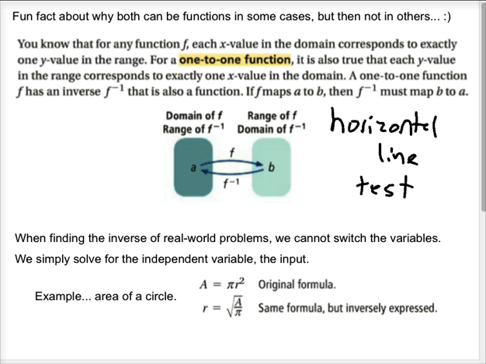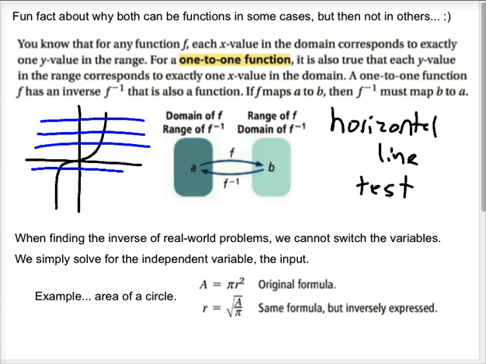What I mean by that is that cubic that we were just talking about, you can draw horizontal lines anywhere and it only touches it at one point. So it passes the horizontal line test. So what that means is when you flip it, when you find its inverse, the inverse will pass the vertical line test and it will still be a function.